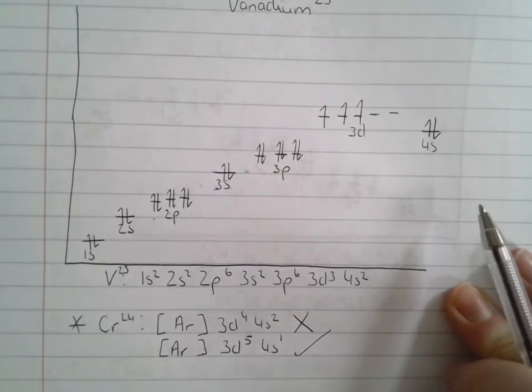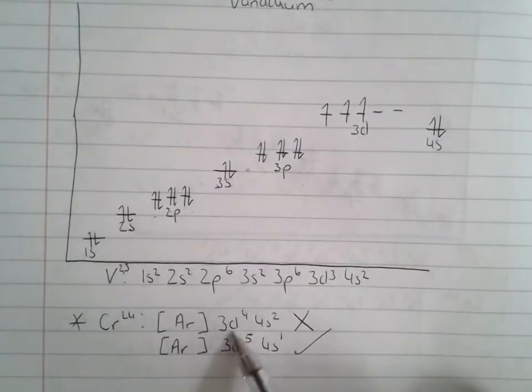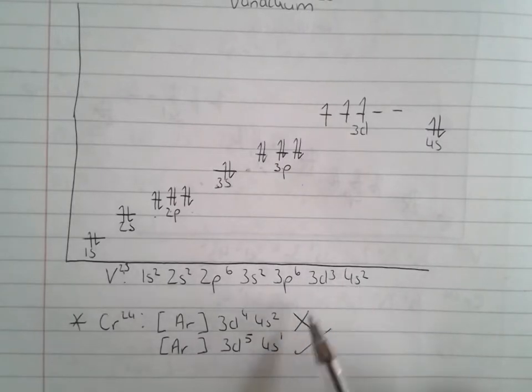However, that's not what happens. So this 3d4, 4s2 for chromium, which is what you would expect looking at vanadium, is not actually what happens. Instead of having those 6 outer shell electrons arranged in a 4-2 split, they actually rearrange to give you a 5-1 split, with the 4s orbital now only having 1 electron.